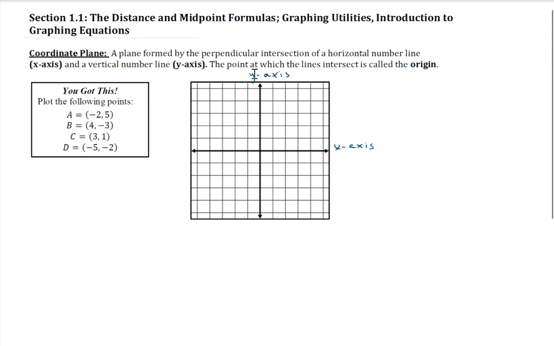Now, as you're probably aware, the coordinate plane gives us a way of identifying locations in space in a very specific way. And one of the ways that we do that is by writing points out as ordered pairs. So if you look over to the left, in this little section titled "You Got This," I'm going to give you a moment to plot the following 4 points. The first point is A, which has an ordered pair of -2, 5. Second point is B, which has an ordered pair of 4, -3, and so on. If you want to pause the video, now would be a good time. Go ahead and plot A, B, C, and D, and then we can go over our answers in just a second.